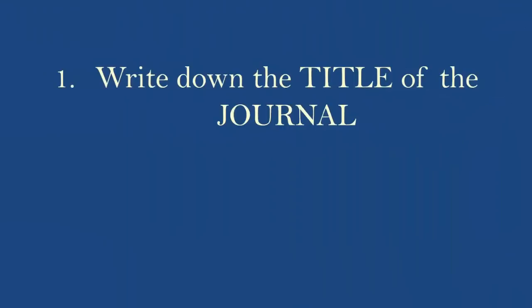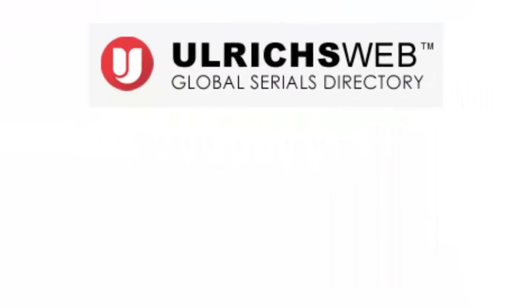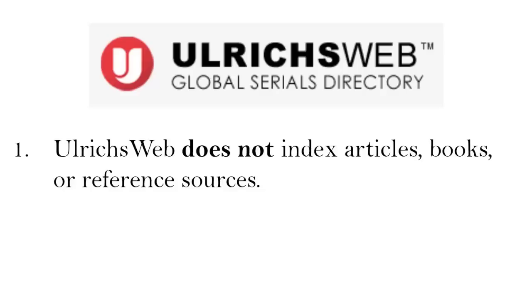To find out if the article you have is from a peer-reviewed journal, first jot down the title of the journal. Then use the database Ulrich's Web to search for the journal and find out if it is a peer-reviewed journal. Ulrich's Web is a library database that does not index journal articles.